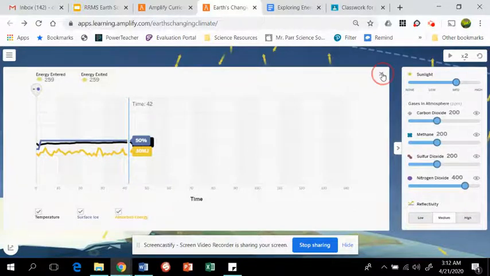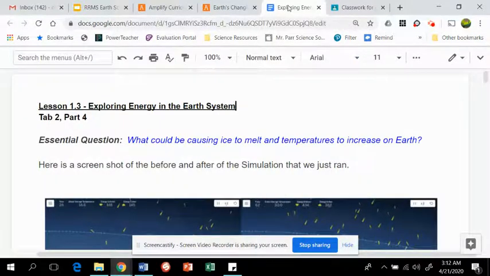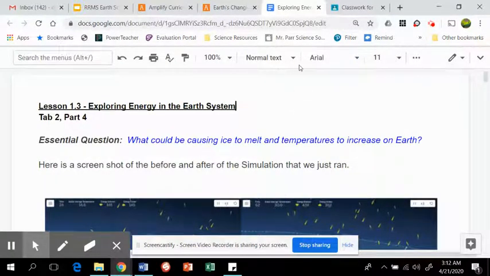So we're going to go into the document that you had to open, Exploring Energy in the Earth System. This is the document that you opened in Google Classroom. And we're going to continue on here. Remember, we're trying to answer the essential question: what could be causing ice to melt and temperatures to increase on Earth? So here's a screenshot of the before and after of the simulation that we just ran.